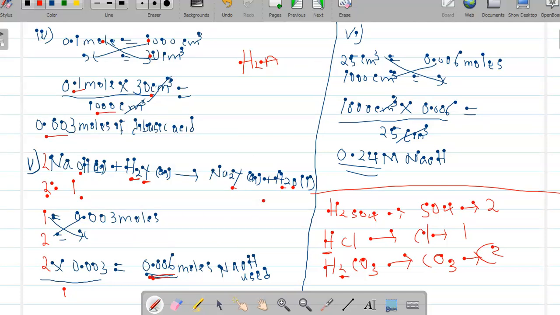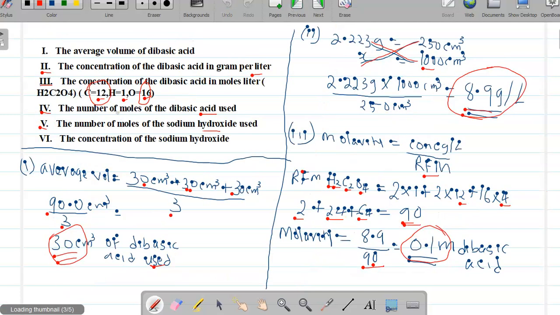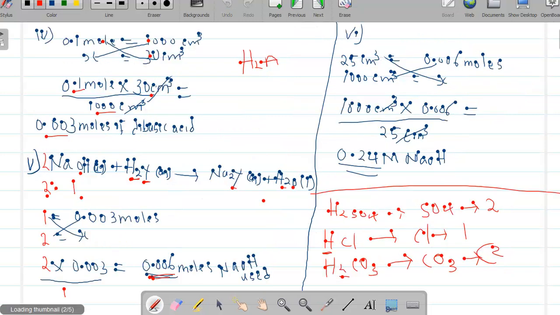So let us see Roman 6. Roman 6 is asking the concentration of the sodium hydroxide solution. Now to get the concentration of sodium hydroxide solution, this is what you do. For the sodium hydroxide solution, the volume used is 25, and this is the number of moles of sodium hydroxide used.